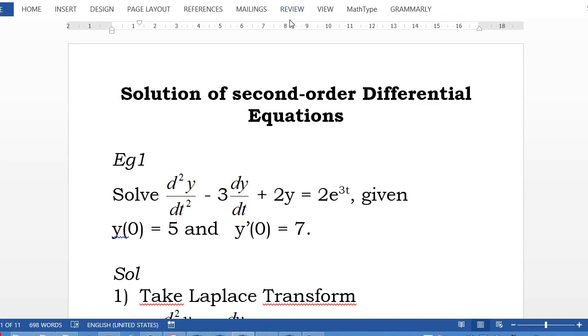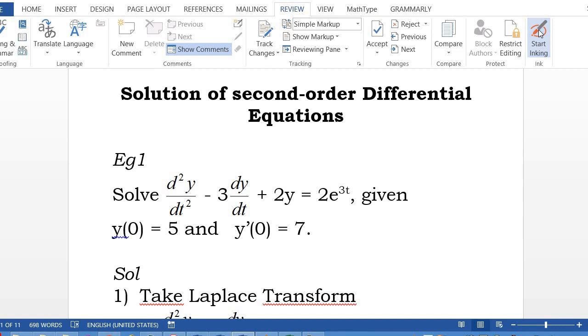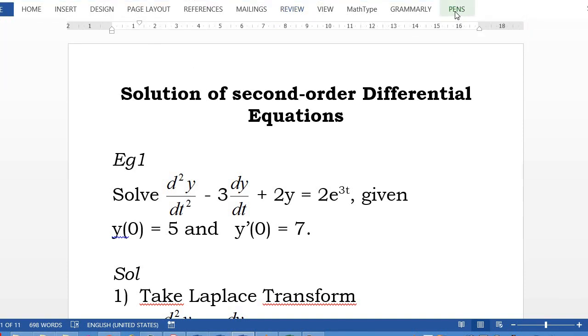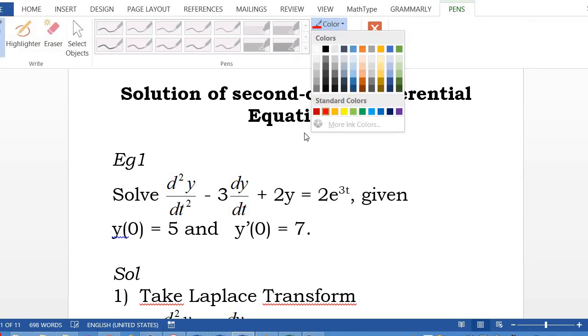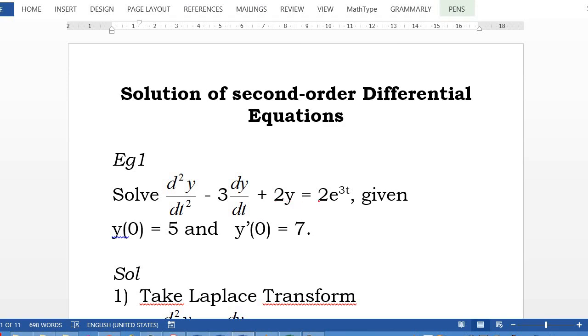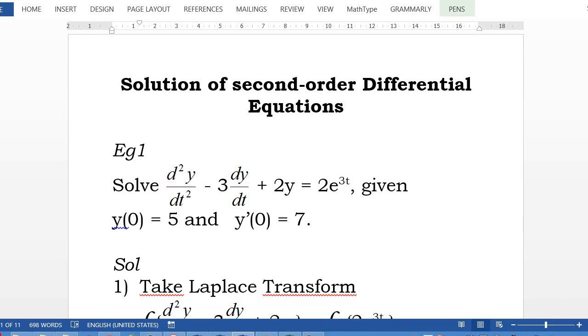We are going to continue the solutions of second order differential equations from the previous lectures, where we have stopped for the solution of first order differential equations. Example 1. Solve d²y/dt² minus 3 dy/dt plus 2y equal to 2e^(3t), given the initial conditions y(0) equal to 5, and y prime (0) equal to 7.